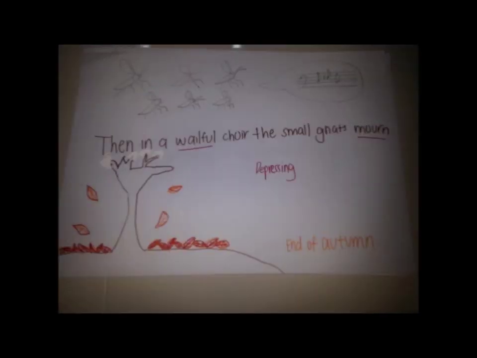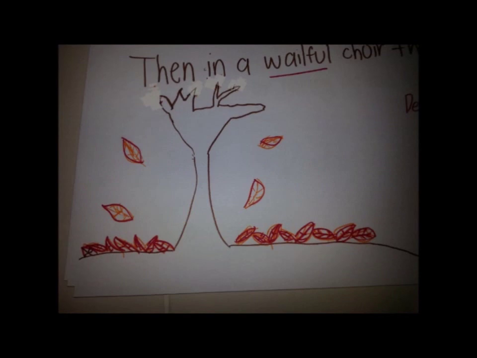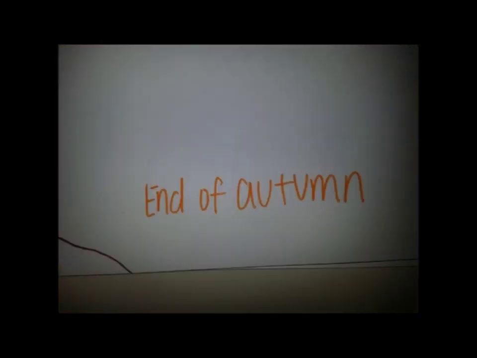"Then in a wailful choir, the small gnats mourn." This is a description of funeral imagery. It shows that death is coming and creates a very depressing mood of the poem, the whip of the end to autumn.